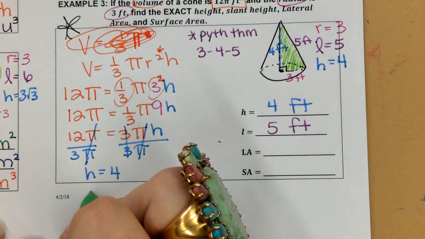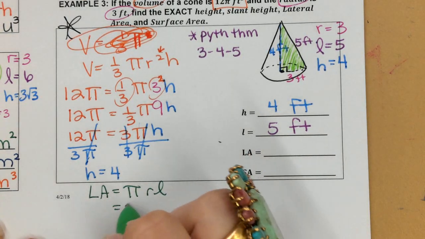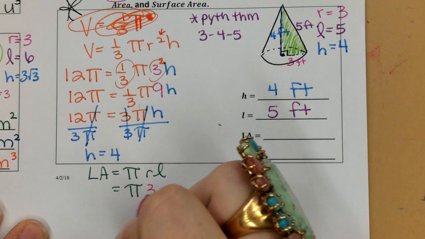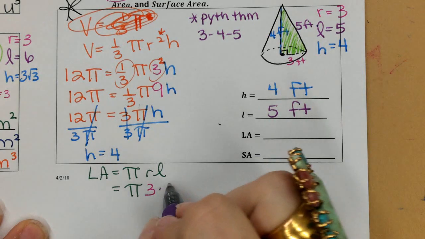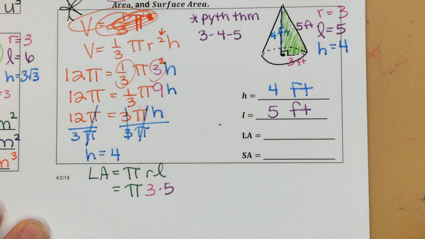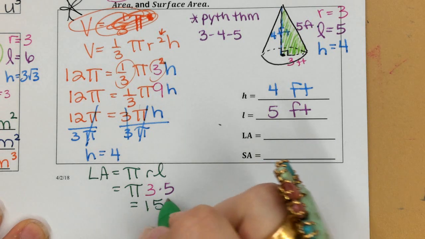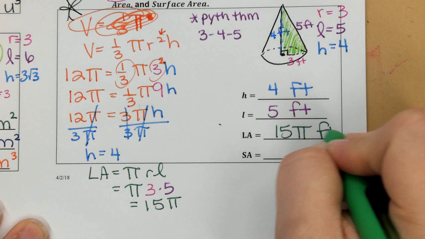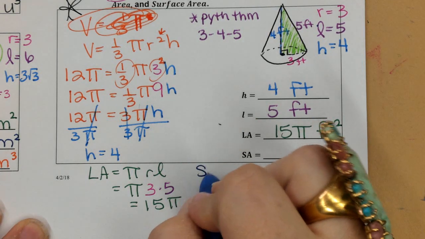The last thing, we'll plug in quickly the lateral area, pi r L. Radius is 3. Slant height, we just found out with Pythagorean theorem, is 5. 5 times 3 is 15, leaving terms of pi, feet squared.